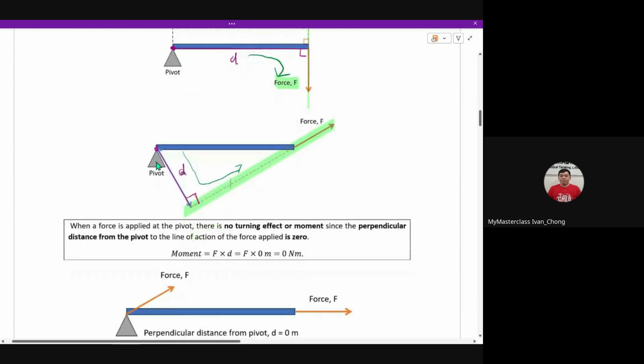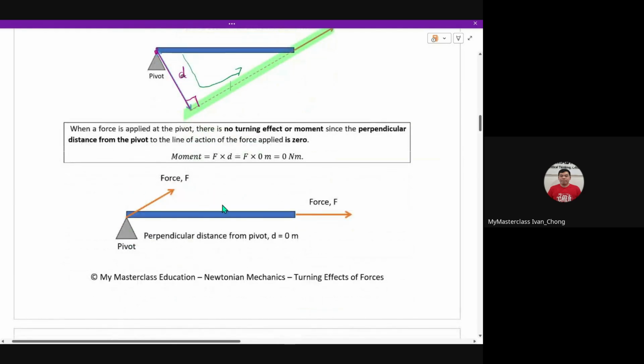So the thing is, if you look over here, you have many forces acting on this, right? So first one, force F, let's take a look at your perpendicular distance. So you can see that it actually touches my pivot over here. So what can I say about this? There is actually no turning effect. Why? How come no turning effect? Because the perpendicular distance from the pivot is 0.